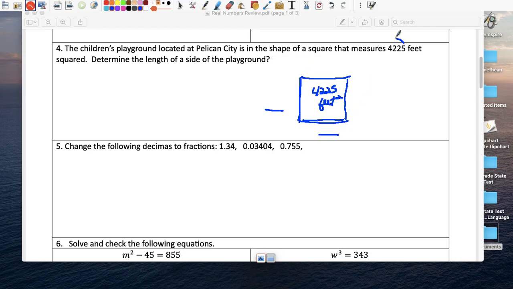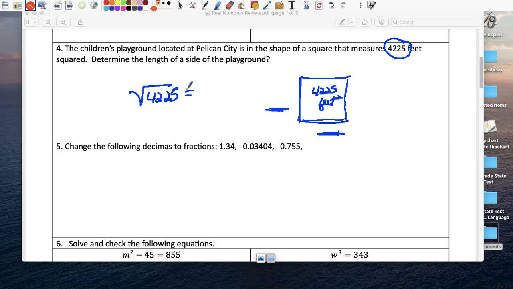Well, you got to figure out, is 4,225 a perfect square? If it's a perfect square, we know this is going to be a nice, pretty whole number, integer, that we're going to put over here and over here. And this is a very easy problem. I mean, it's a calculator problem, right? So let's figure out, is there a square root of 4,225?